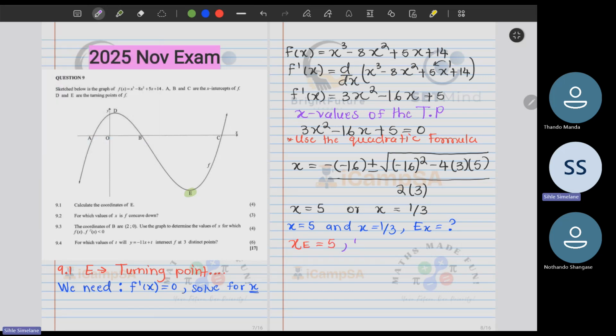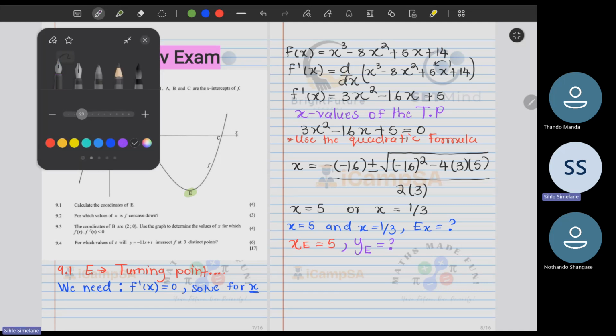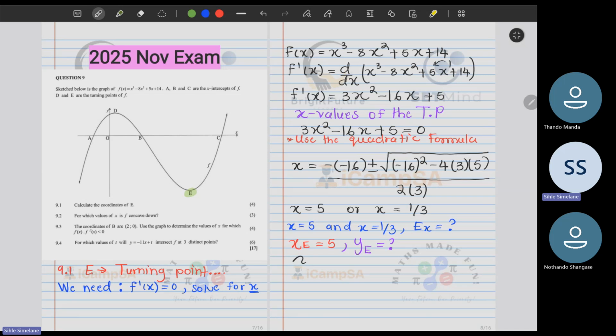So now we need to figure out what is the y of E. And for the y of E, we are going to use our equation by substituting x is 5. So y of E will be f of 5. So meaning wherever we see x, we put in 5. So we'll have 5 cubed, then minus 8 into 5 squared, then plus 5 into 5, and then plus 14. So I need you guys to quickly punch that in and give me what is the y at E.